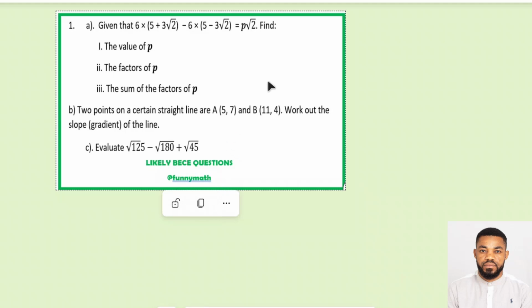So we're going to solve this question for the BECE candidates. If you are also in JHS1 or JHS2, the question is for you, because very soon you also write your BECE. So now let's answer this question right now.